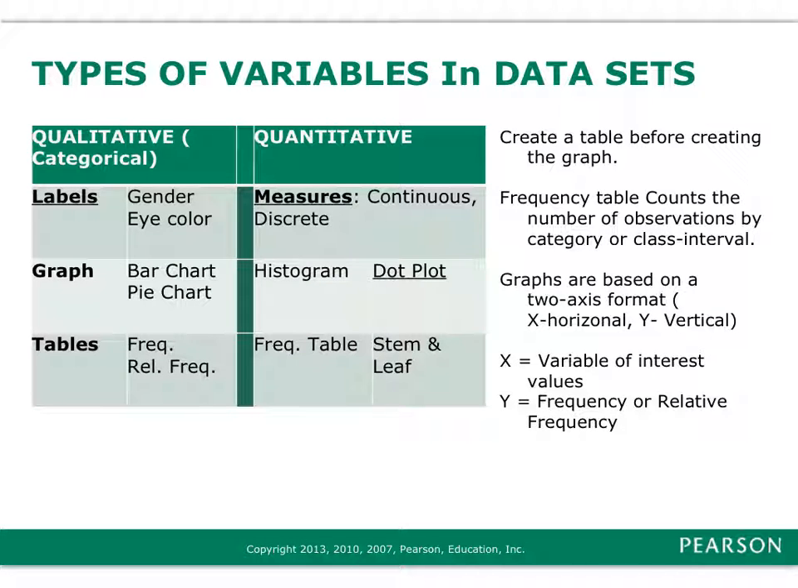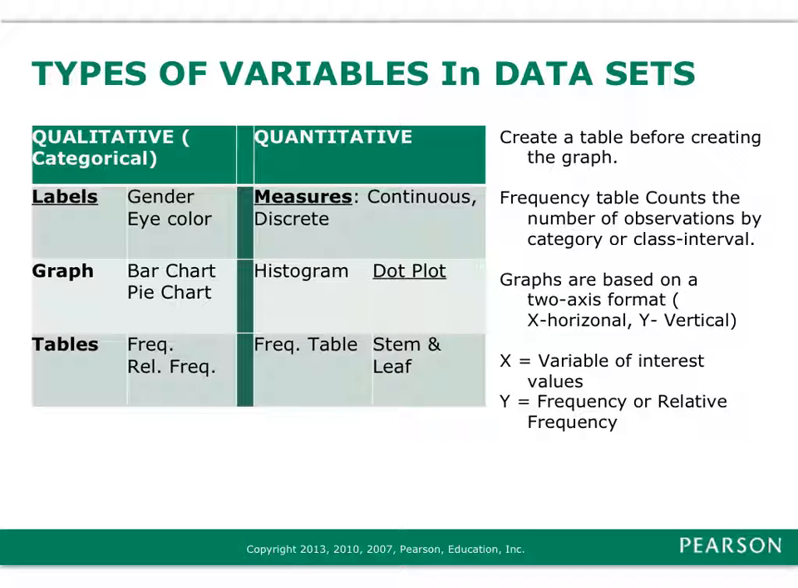So in this chapter, we're going to be studying two types of variables. One is a qualitative variable, which we call labels, and some examples are like gender and eye color. Those are labels. The other type of variable we're going to be studying this chapter is quantitative variables, and those are measurement variables. And there are two types of quantitative variables. One is continuous and one is discrete.